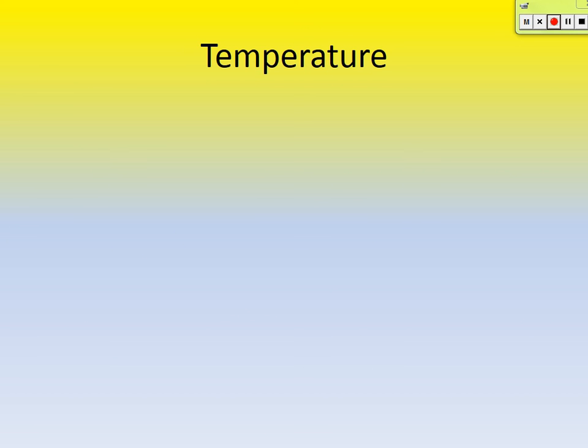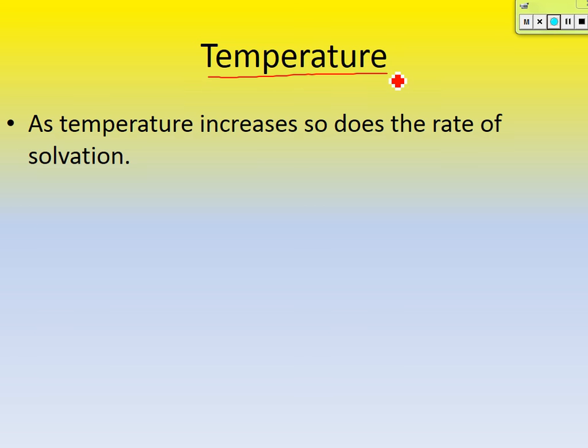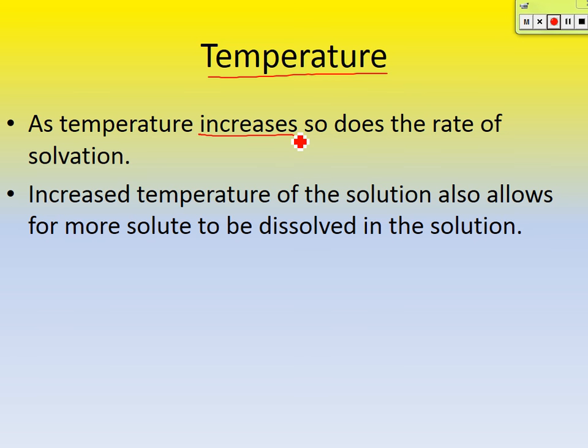Okay, last one. The last factor that increases the rate at which something dissolves is temperature. And here's the deal. As temperature increases, so does the rate of solvation. So if we have a hotter solution, a solution that's at a higher temperature, it will be able to dissolve the solute faster. Increased temperature of the solution also will allow for more solute to be dissolved in the solution.